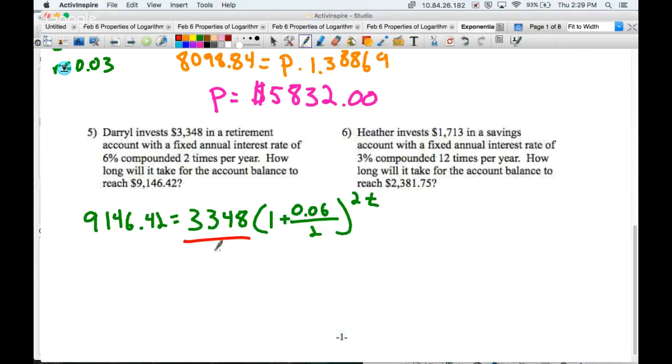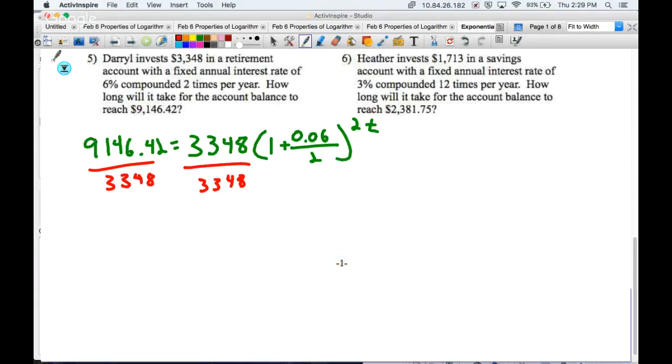I'll divide both sides by this 3,348. I'll get 9,146.42 divided by 3,348. 2.73 equals 1.03 to the 2t. At this point here, to continue solving, we need to rearrange this into a logarithm.